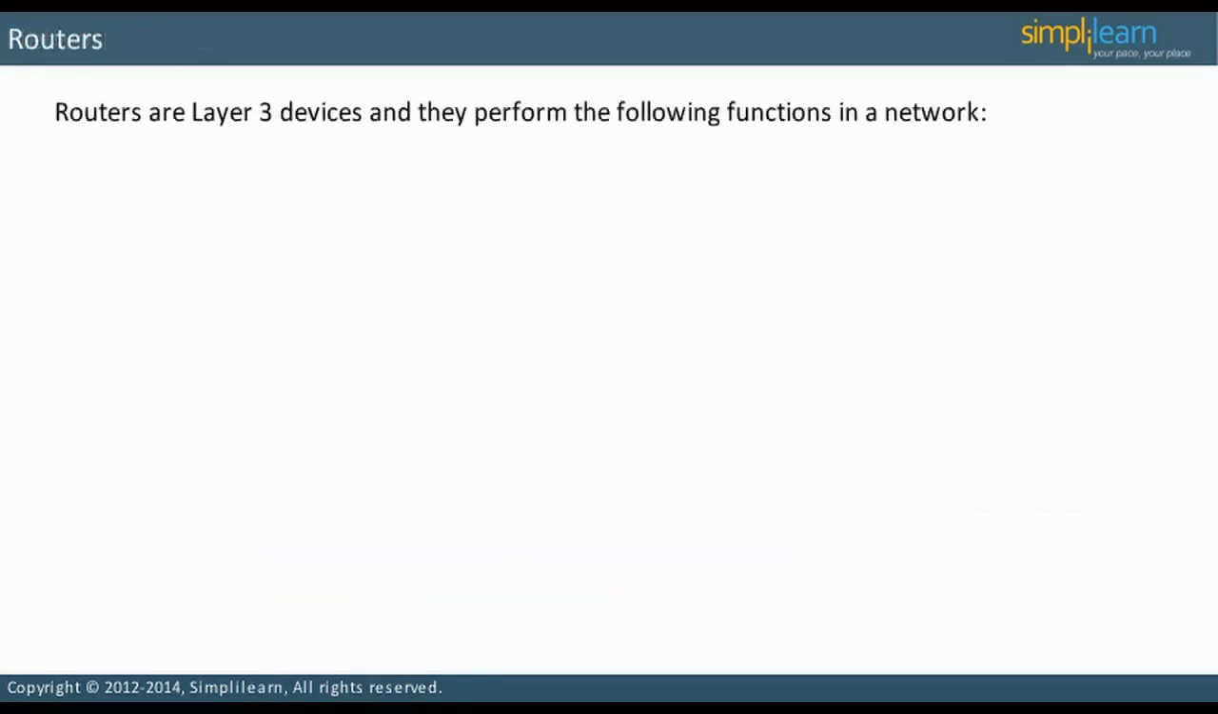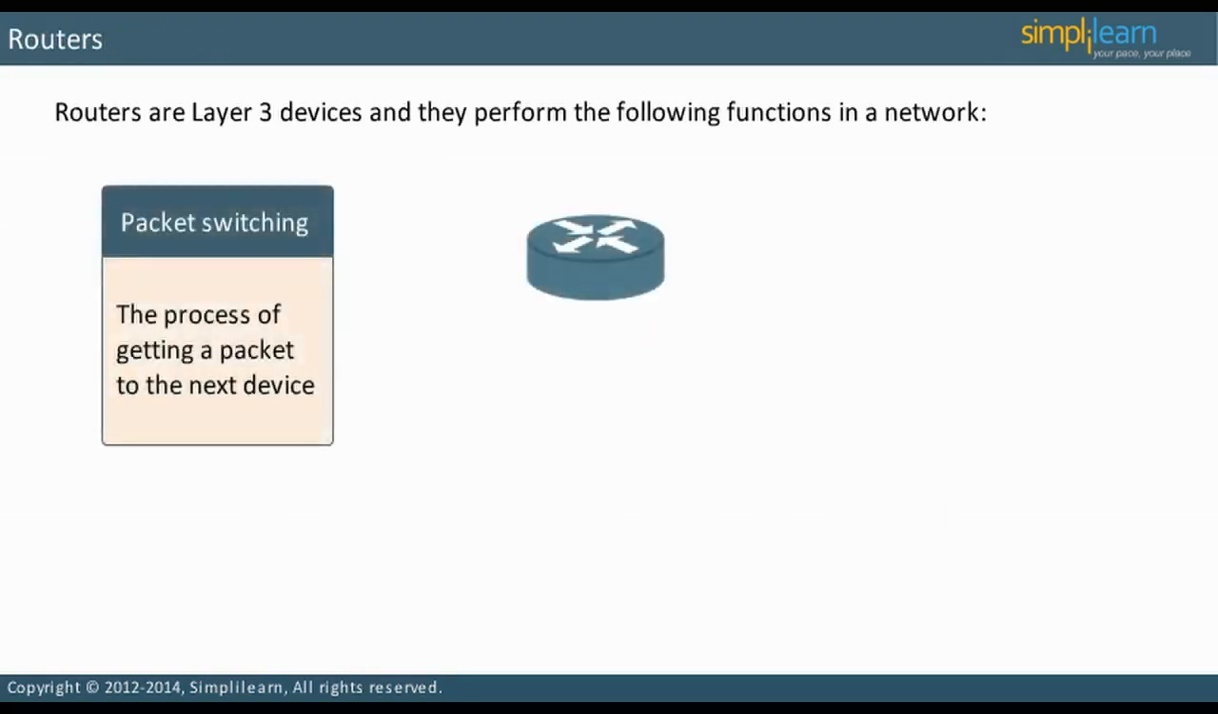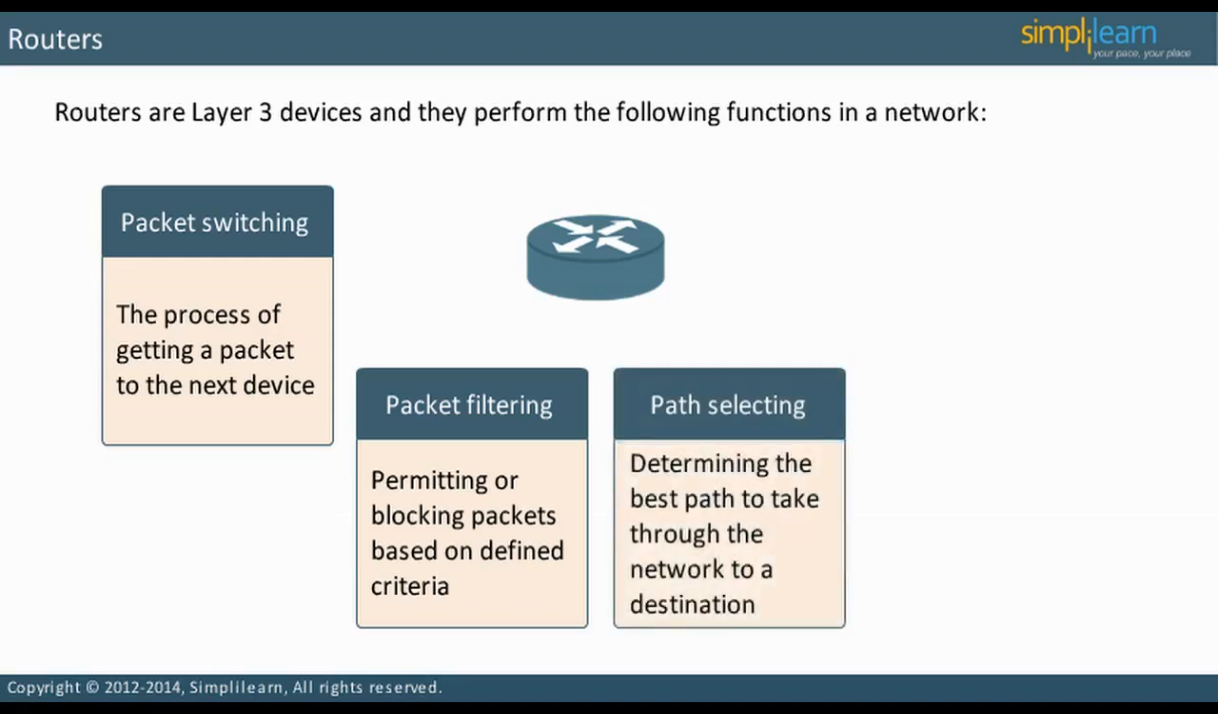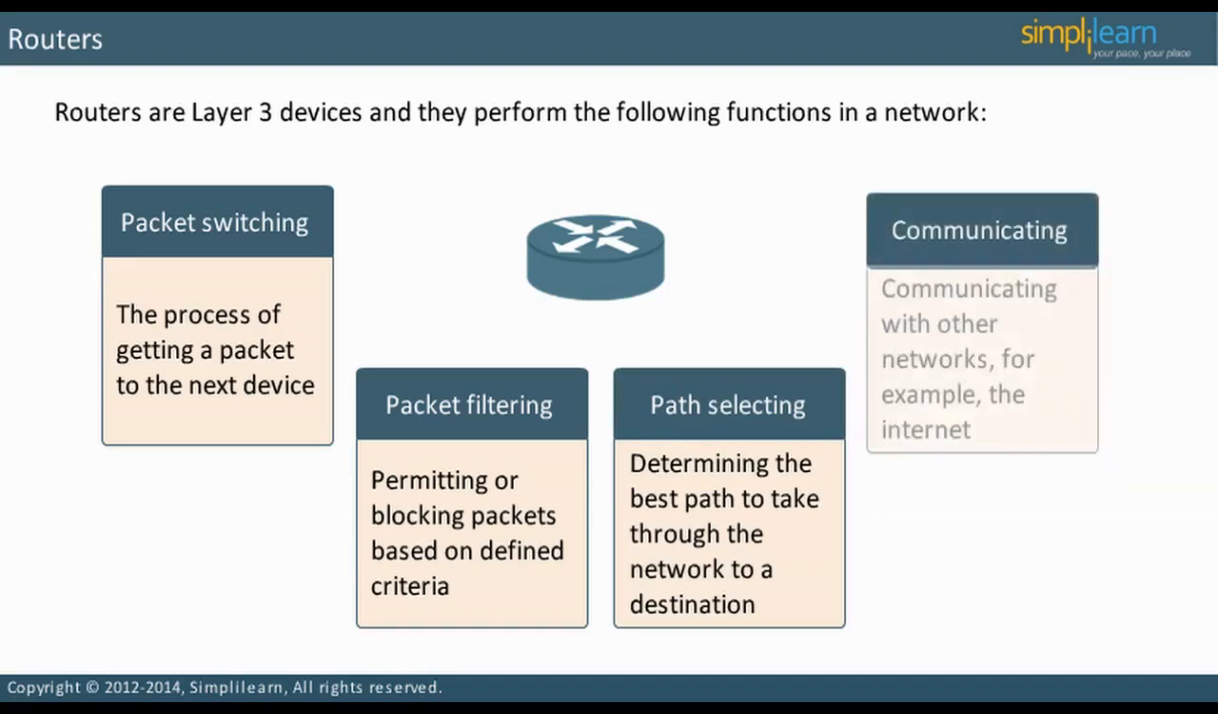Routers are Layer 3 devices. They perform the following functions in a network. Packet switching. It is the process of getting a packet to the next device. Packet filtering. It consists of permitting or blocking packets based on defined criteria. Path selecting. It refers to routing, that is, determining the best path to take through the network to a destination. Communicating. It refers to communicating with other networks, for example, the Internet. Next, we will move on to switches.